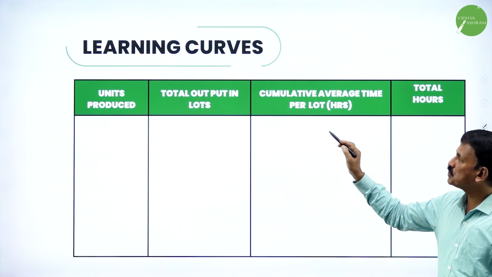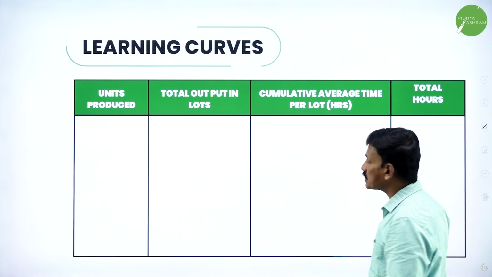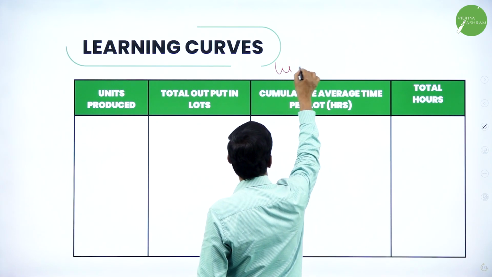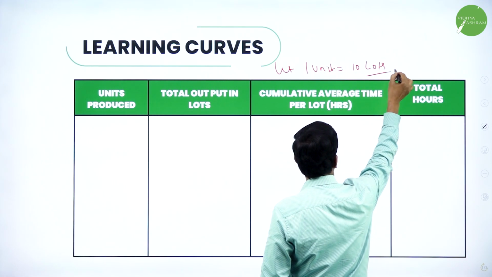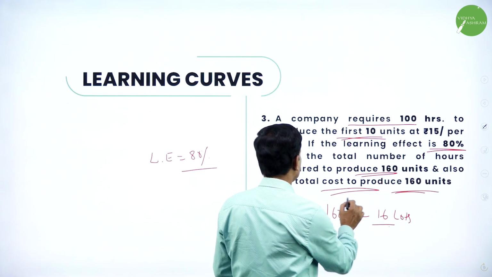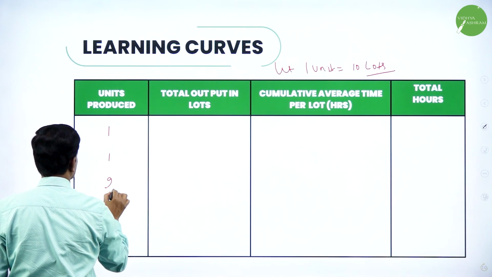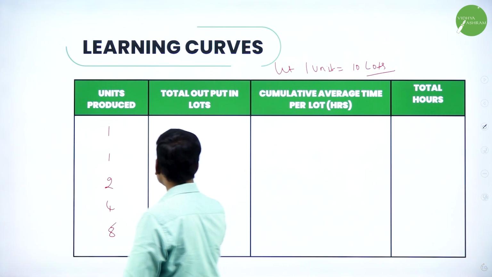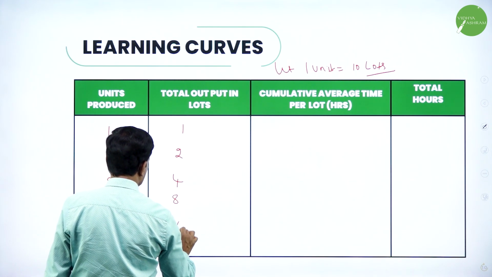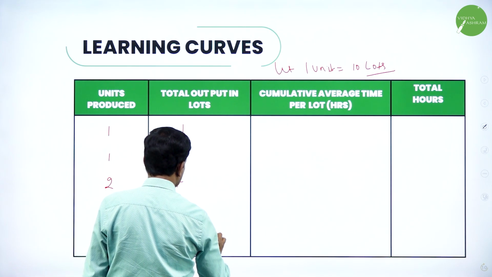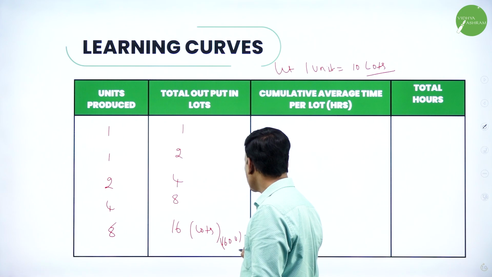Now, draw the table. Units produced, total output in lots, cumulative average time per lot in hours, and the total hours. Now, let 1 unit be equal to 10 lots. So, how many units are given? 160 units means that is 16 lots. Therefore, you can write 1, 1, 2, 4 and 8. So, 1 into 1 is 1, 1 into 2 is 2, 2 into 2 is 4, 4 into 2 is 8, 8 into 2 is 16. So, that's equal to 16 lots here. So, 16 lots is nothing but 160 units.